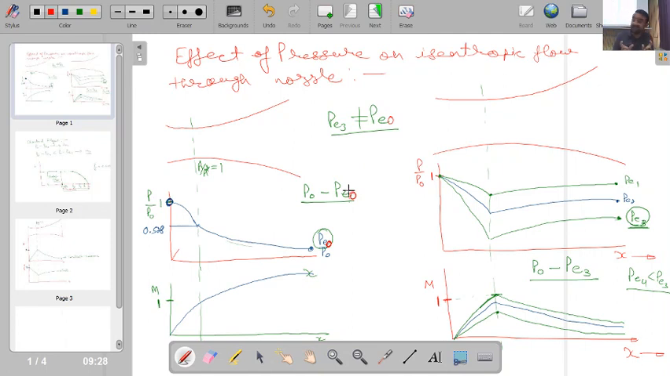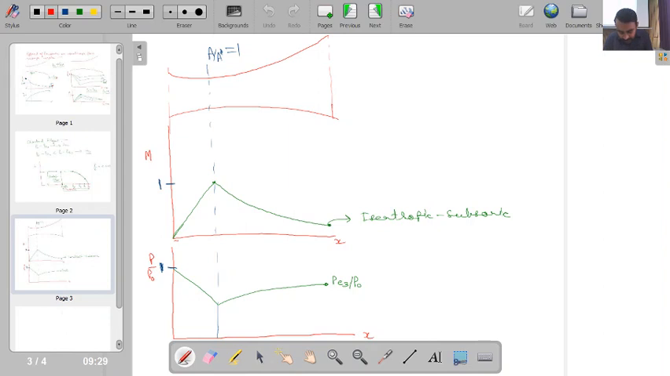So what is PE0? PE0 is the pressure which can give us both isentropic subsonic and isentropic supersonic flow. So it means if I maintain PE0, then I will be able to replicate these two curves. Up to this point it is the same, and after this point also my Mach number will keep on increasing. So this is isentropic subsonic up to this point, but after this, isentropic supersonic.